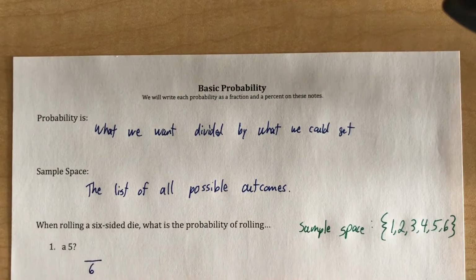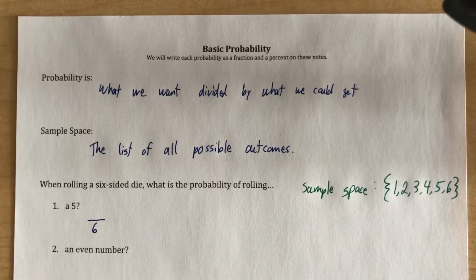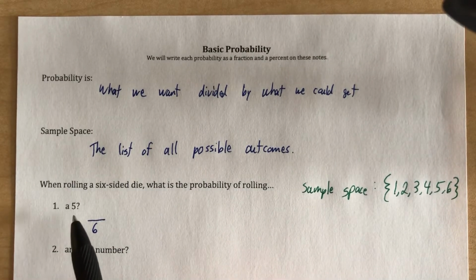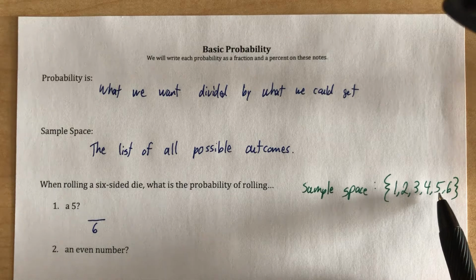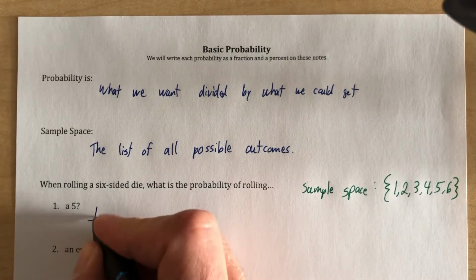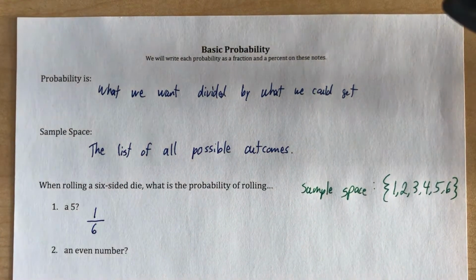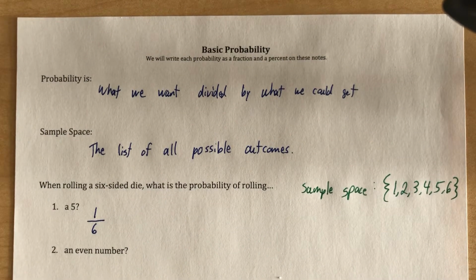So what's the probability of rolling a 5? Well, it's something out of 6. And you know the answer at this point. You're like, 1 out of 6. And I hear you. I'm just building to some of the more complicated ones that still aren't too complicated. A probability of rolling a 5, well, there's one number that's a 5 out of 6, so 1 out of 6. And I don't know if you saw the little subtitle up here, but we're going to write each probability as a fraction and as a percent on these notes.